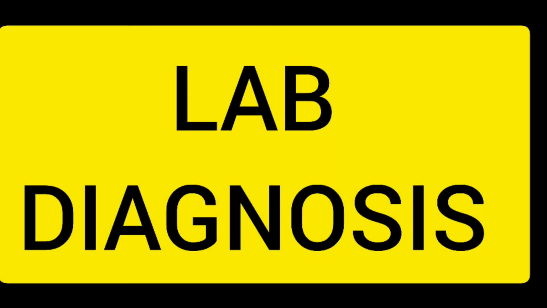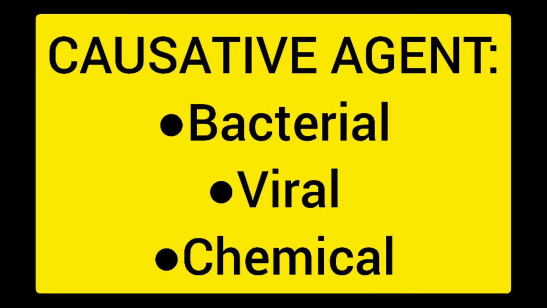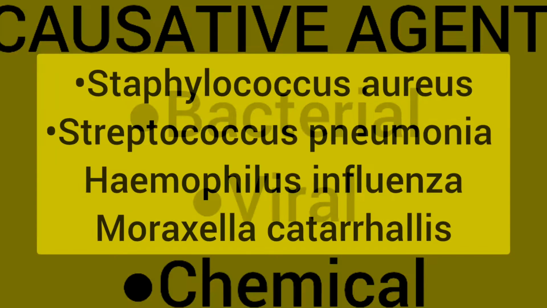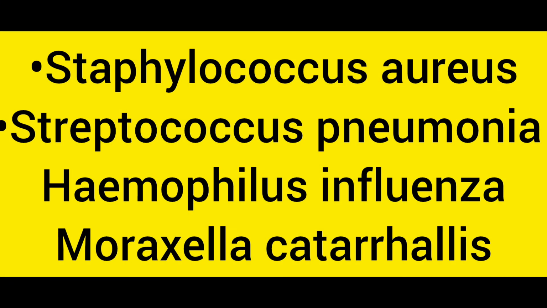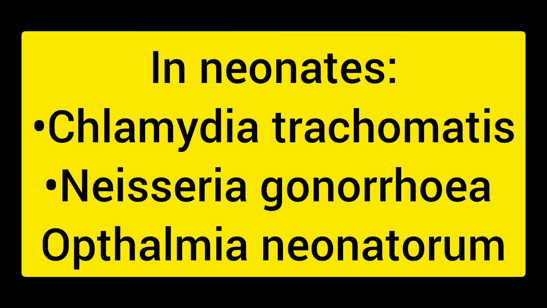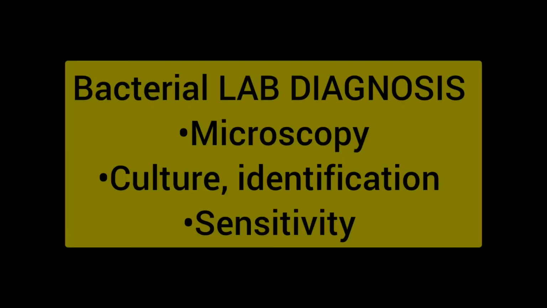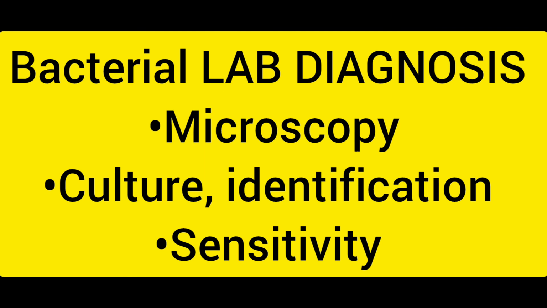Welcome. The laboratory diagnosis. The causative agents: bacterial, viral, and chemical. Staph aureus, Streptococcus, Haemophilus, and Moraxella catarrhalis are the common ones. In neonates, Chlamydia trachomatis and Neisseria could cause ophthalmia neonatorum, which could even cause blindness. Bacterial lab diagnosis involves microscopy, culture, identification, and sensitivity testing to know the antibiotics that shall be used.